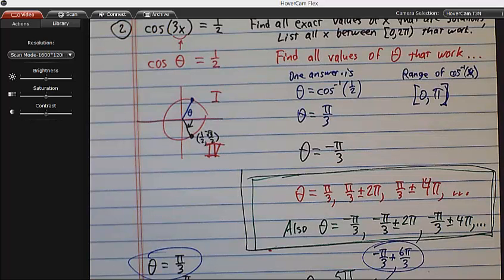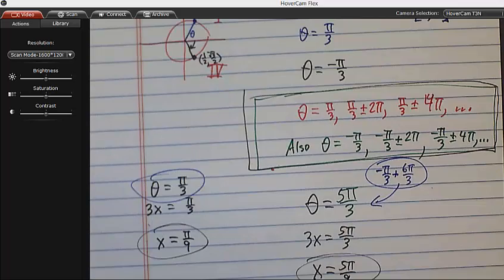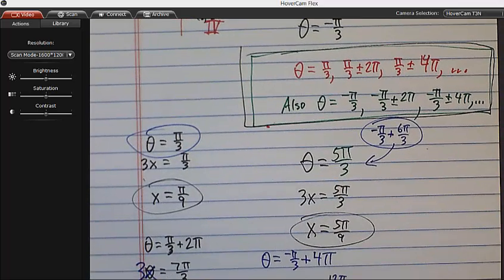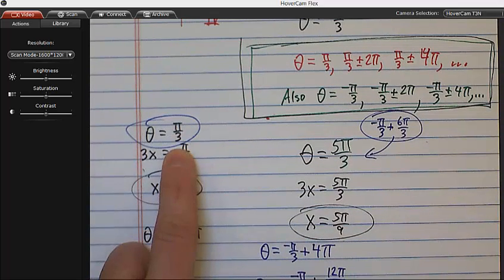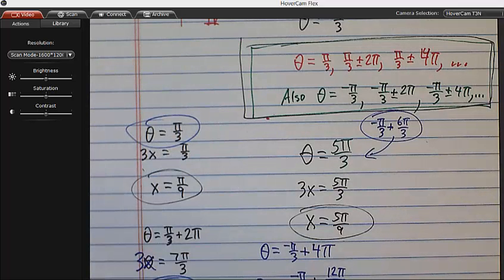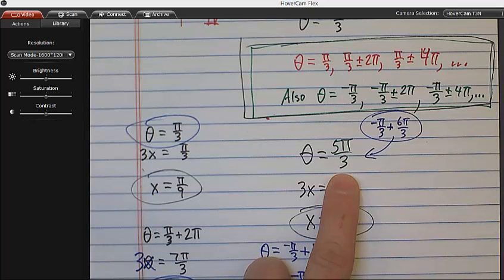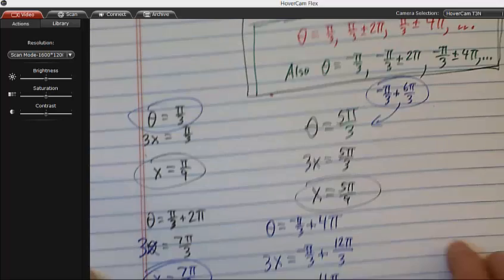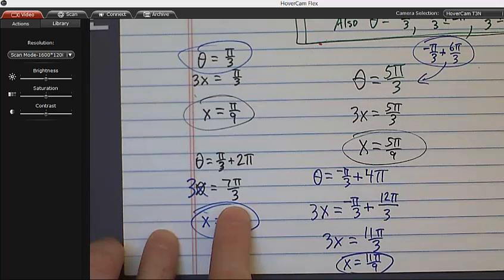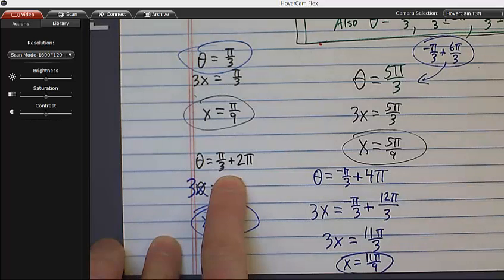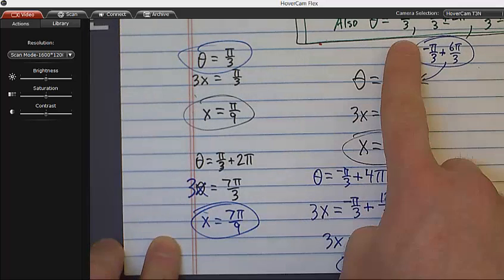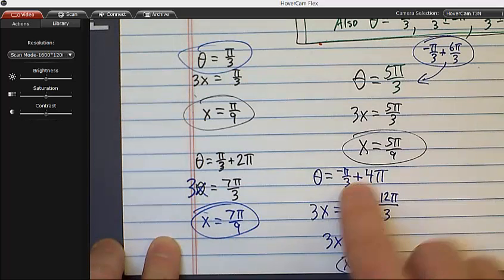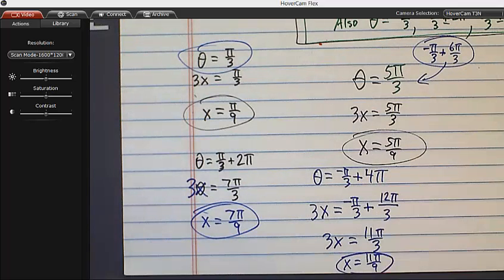And we started to list some of them, right? Because we knew that theta could be pi over 3. We knew that theta could be 5 pi over 3. How did I get that? Yeah, actually, that was this one, right? It ended up being 7 pi over 3. We added 2 pi to it. But we also took negative pi over 3, the green ones, and we added things like 2 pi or 4 pi. So there were a lot of solutions.